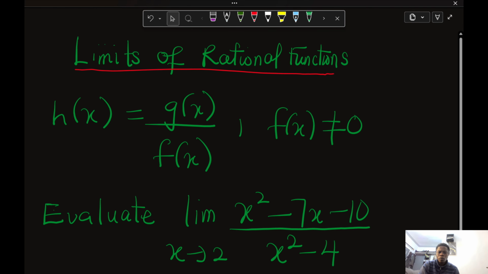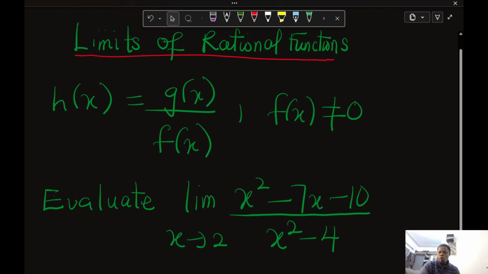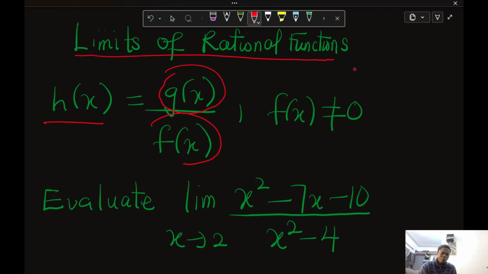In this video we shall focus on rational functions and how to find their limit, as we did under polynomial functions. In this video let us first know what a rational function is. So here we have a function h of x. The function h of x is equal to g of x divided by f of x, where f of x is not equal to 0.